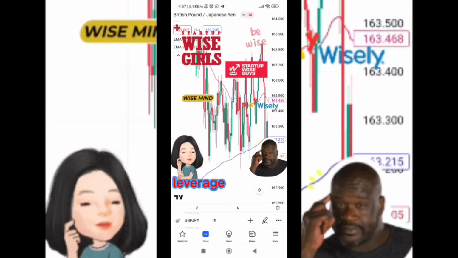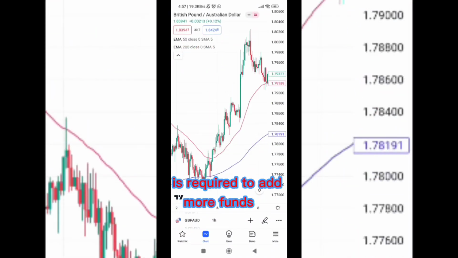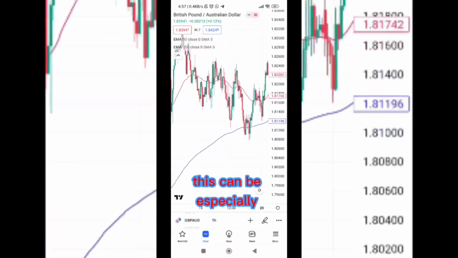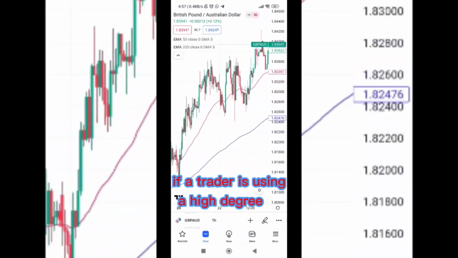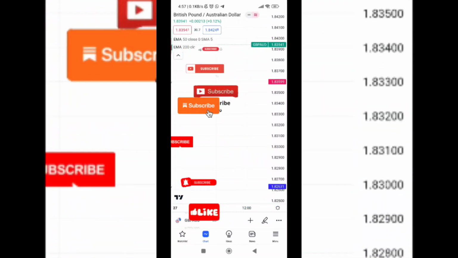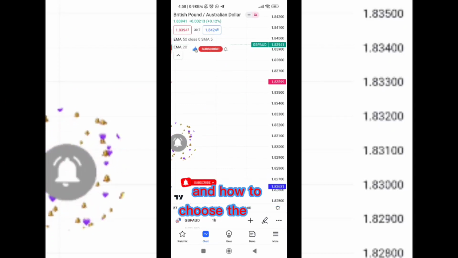In addition, leverage can also lead to margin calls, where the trader is required to add more funds to their account in order to maintain their open positions. This can be especially dangerous if a trader is using a high degree of leverage and is not adequately prepared for potential losses. In the next section, we'll be discussing different types of leverage and how to choose the right one for your trading strategy.